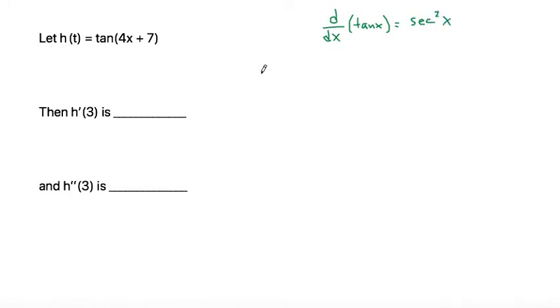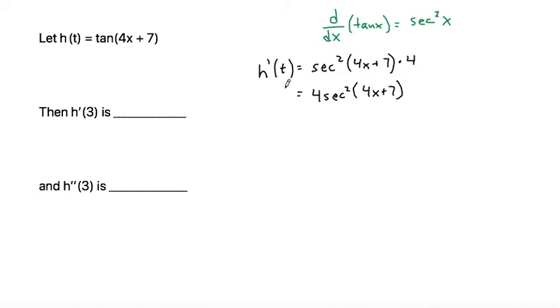So in our first step of finding h prime of t, we will take the derivative of the outside function first, which is our tan, and that becomes secant squared. And instead of writing x, we write the inside function, which is 4x plus 7. But then because of the chain rule, we also have to multiply by the derivative of the inside function. So the derivative of 4x is 4, and the derivative of 7 goes to 0. So it would just be times 4, which simplifies to 4 secant squared of 4x plus 7.